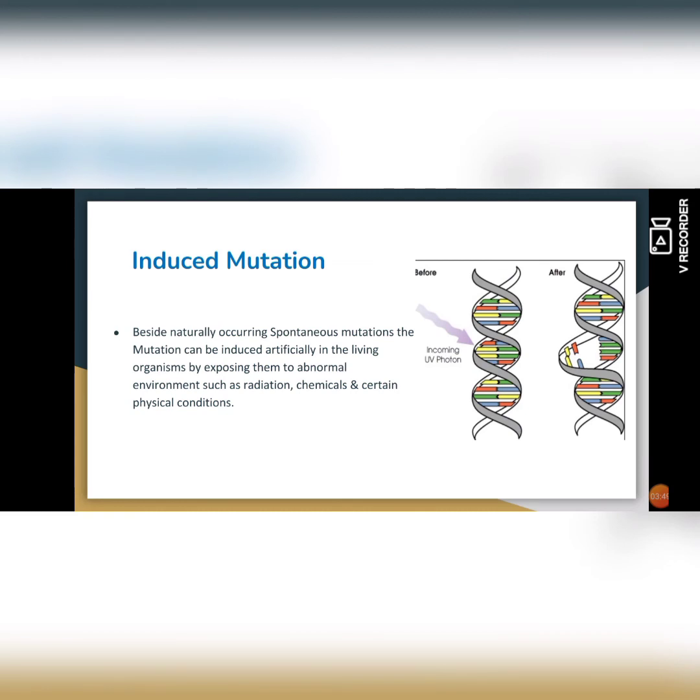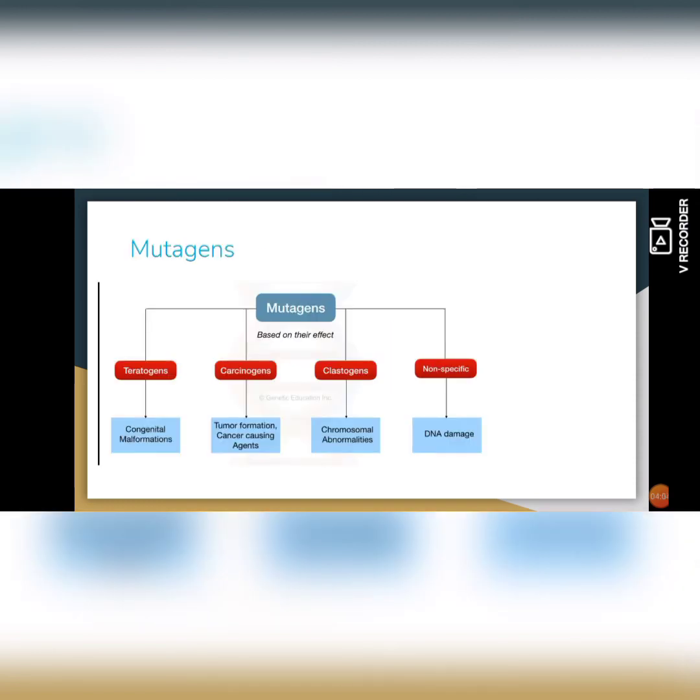Induced mutation. Besides naturally occurring spontaneous mutation, mutation can be introduced artificially in a living organism by exposing it to abnormal environments such as radiation, chemicals, and certain physical conditions. The agent which causes mutation is known as a mutagen. It is of four types: teratogen, carcinogen, clastogen, and non-specific.